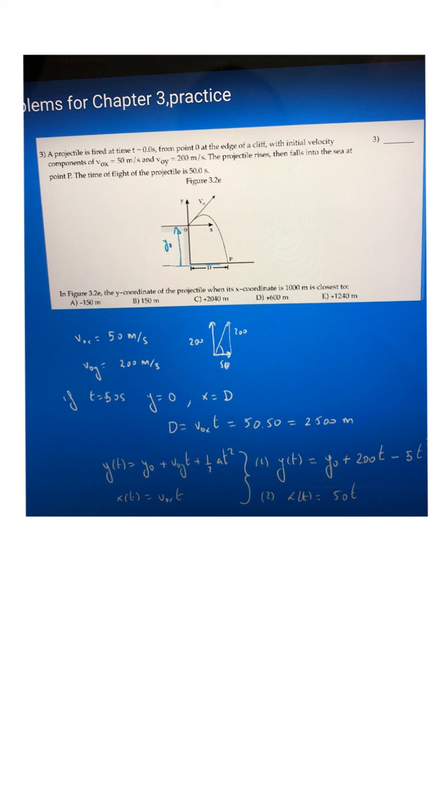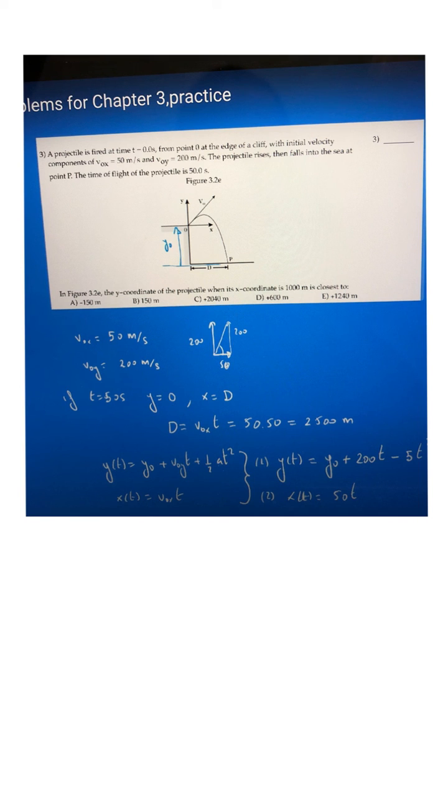When we do that, we go ahead and put x over vx, which is 1,000 meters over 50 meters per second, and we get 205. Which is 20, no, not 205, I'm sorry, it is 20 seconds. So the vertical displacement, which is what we want to know, we have this equation.